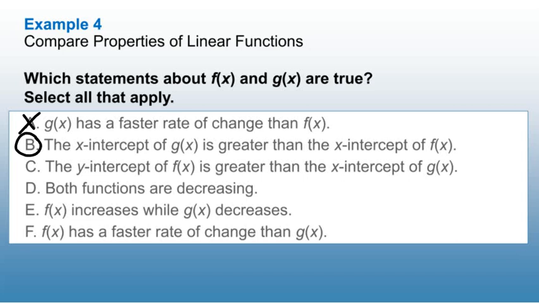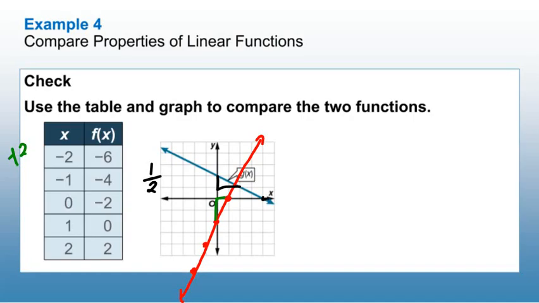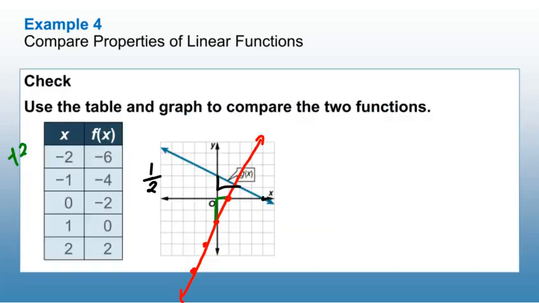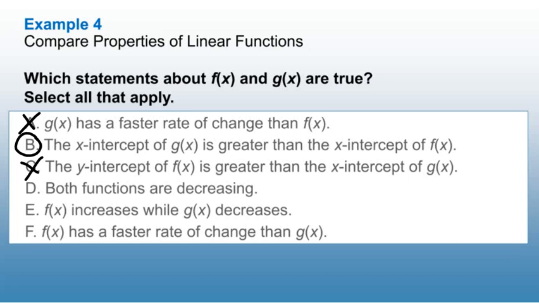The y-intercept of f of x is greater than the x-intercept of g of x. So we go back to that, the y-intercept of f of x, that means the red one, y-intercept's at -2. The x-intercept of g of x is still 1, 2, 3, 4. So no, that is not true. So C is not true. D says both functions are decreasing. We know one's positive, one's negative, so they are not.